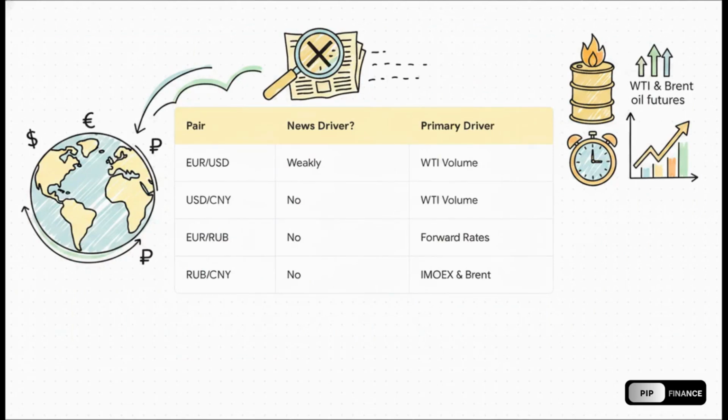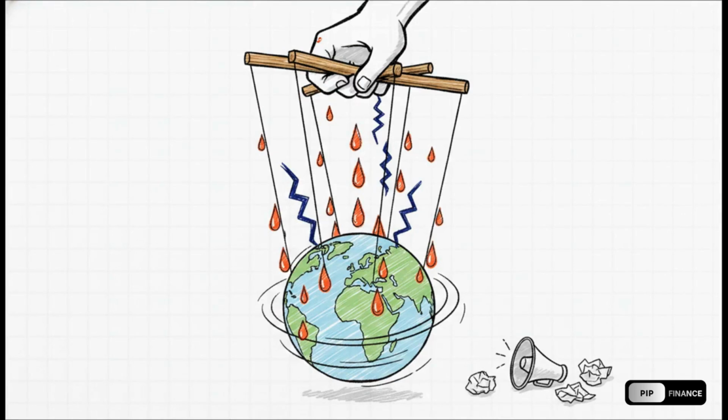For almost every single major currency pair, whether it's the US dollar to the Chinese yuan or the euro to the Russian ruble, news sentiment has absolutely zero significant explanatory power, none. The market is literally ignoring the headlines. The actual primary drivers, WTI and Brent oil futures, and the cost of money via forward rates. Let's break down exactly what this means for us.